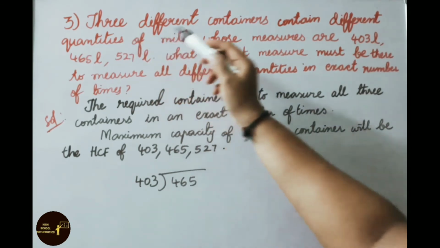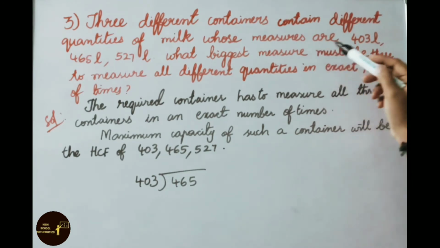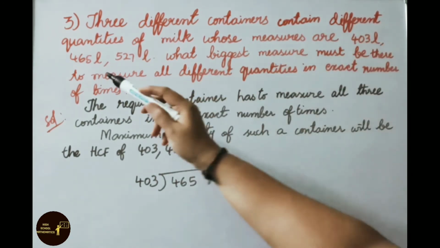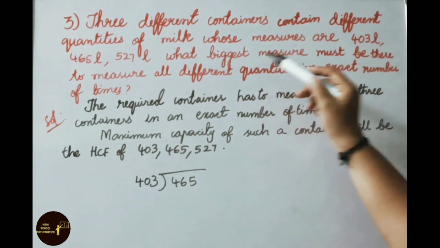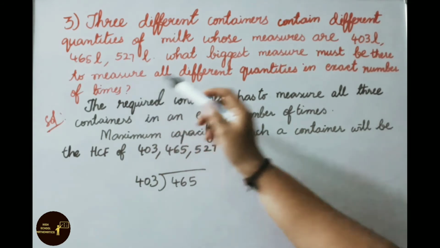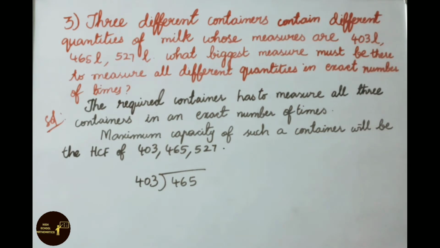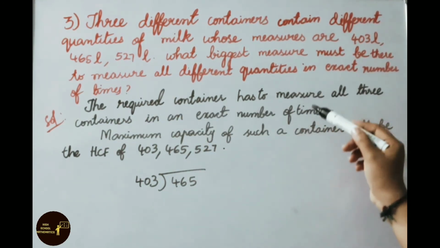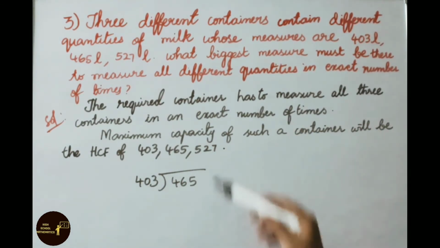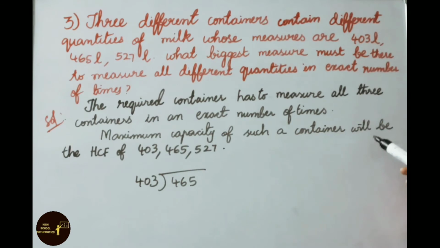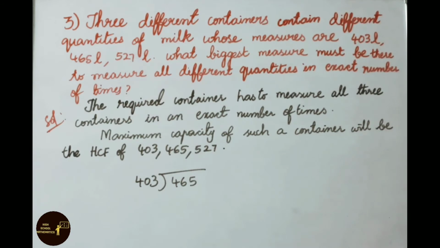See third sum now. 3 different containers contain different quantities of milk whose measures are 403 liters, 465 liters, 527 liters. What biggest measure must be there to measure all different quantities in exact number of times? Let us see the solution. The required container has to measure all 3 containers in an exact number of times. Therefore, maximum capacity of such a container will be the HCF of 403, 465 and 527.